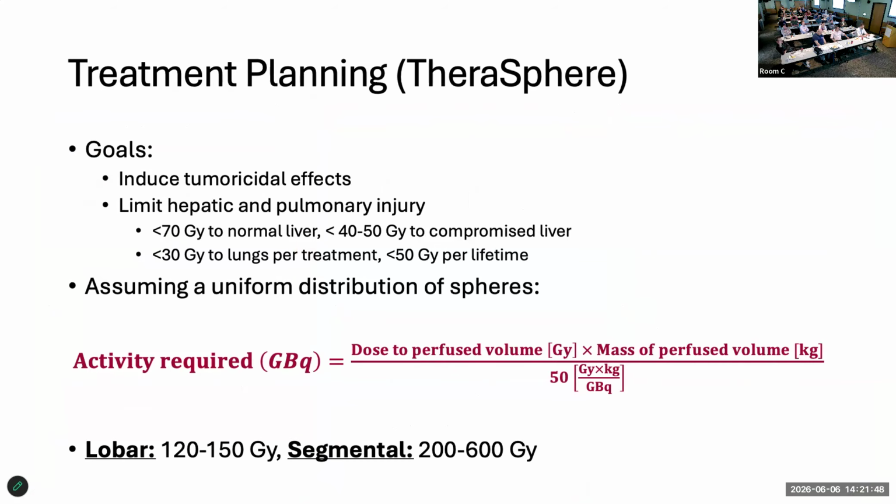So for TheraSphere, and particularly at our site, our goal is to induce tumoricidal effects. And in most Y90 treatments, more is better because over time, we've only kind of started with pretty generic dosing of 120 gray to a lobe. But now that we're getting more into segmentectomies and more personalized dosimetry, we've realized that we need to kind of increase the dose to the tumor to the best of our ability. A few things that are limiting us are the dose to normal tissue and any sort of compromised liver, which I have listed up there, as well as our lung dose.